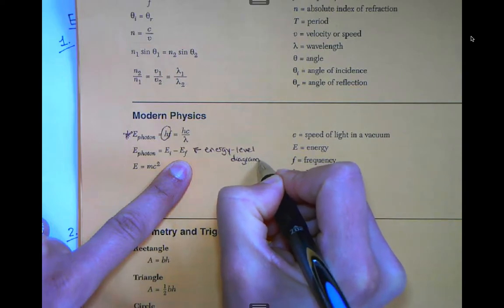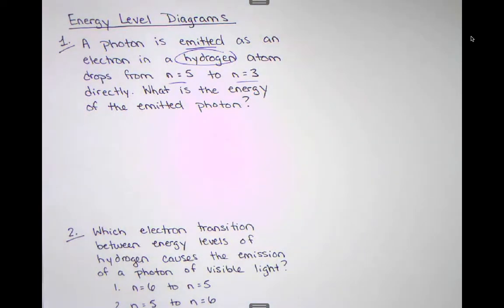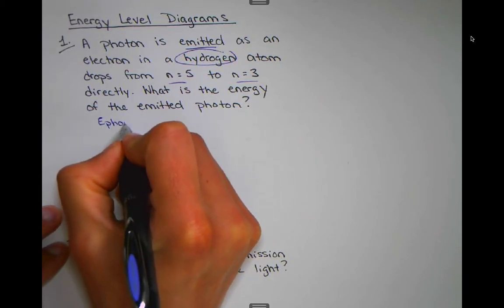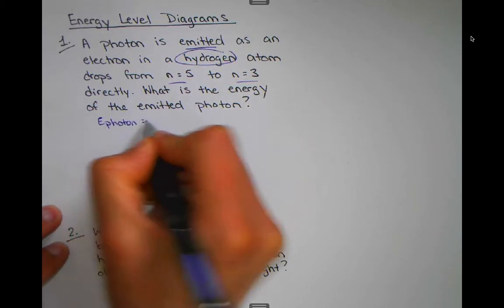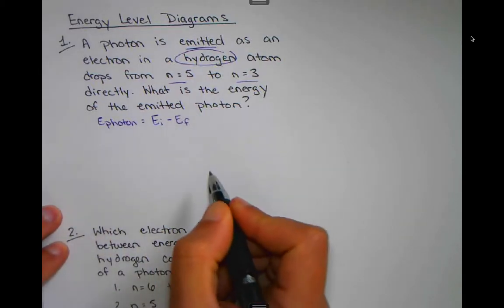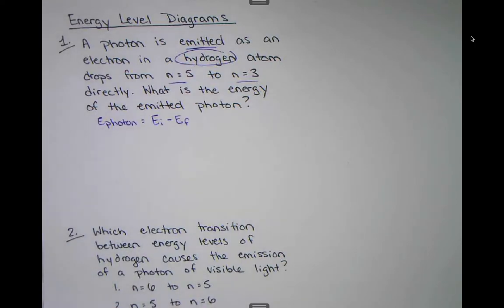Right? And so that's what I'm going to use here. So I'm just going to write this down. The energy of my photon equals the initial energy minus the final. Right? And so this is different than what we're used to. Typically it's final minus initial. So I got to flip back to my energy level diagram.